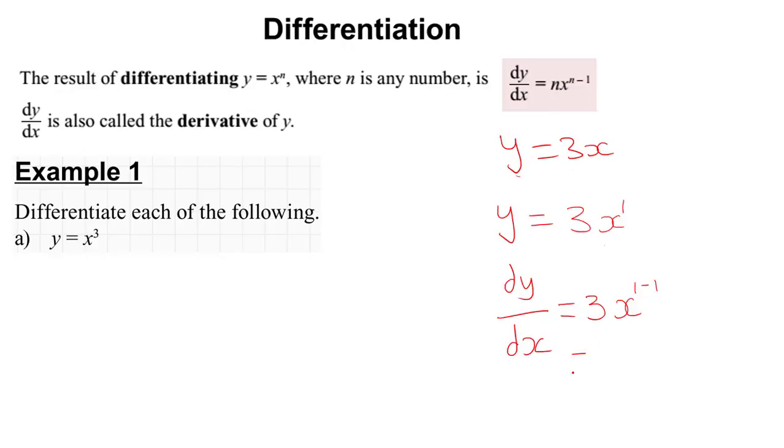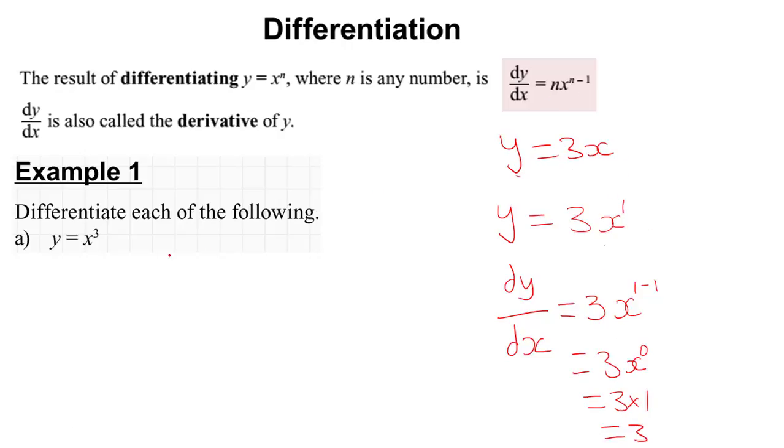So here I've got 3. x to the power 1 minus 1 is basically x to the power of 0. Now remember, anything to the power of 0 is equal to 1. So this bit here is the same as 3 times 1, which is just going to be 3. Okay, so that's how to do that.